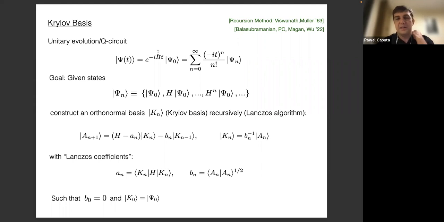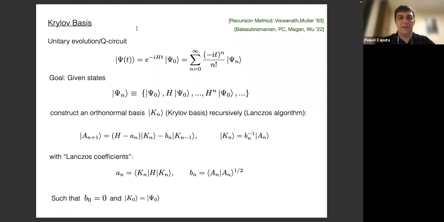This is a very general setup, as you can see. It can be applied. You can think about this h as being your physical Hamiltonian, or a circuit Hamiltonian, or even some modular Hamiltonian, and so on. And t can be your physical time or some circuit time. This framework will work equally well.